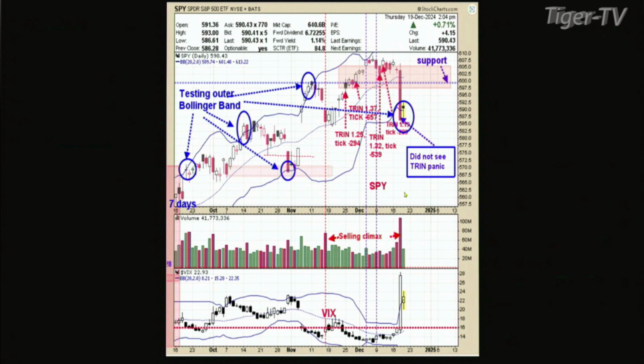Right. If you look at that SPY chart, the last one we had was mid-November, which was an exhaustion move to the downside on volume.